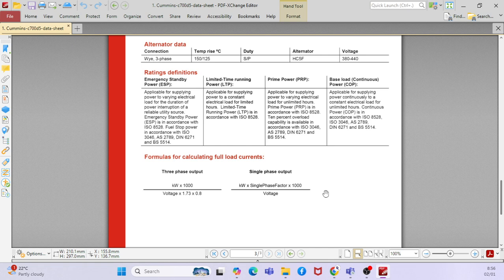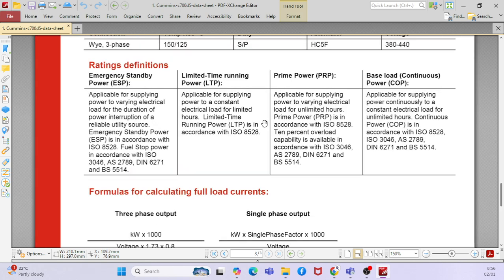Is it okay if I say it this way? You can also see this particular sheet, right? Can you see here? See here, prime power: applicable for supplying power to varying electrical load for unlimited hours. Clear, right? But when you talk about continuous power, it is applicable for supplying power continuously to a constant electrical load. Here it is varying, here it is constant, right?